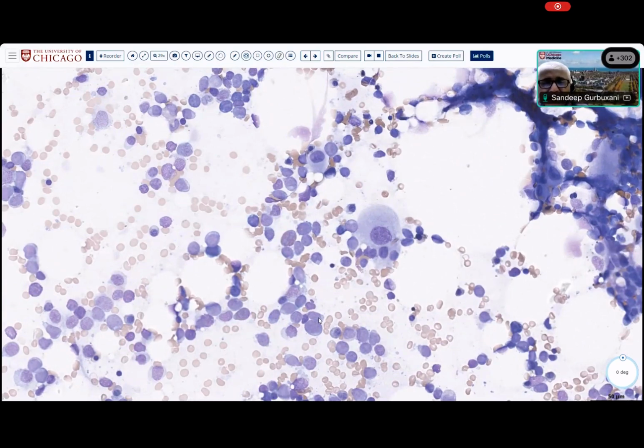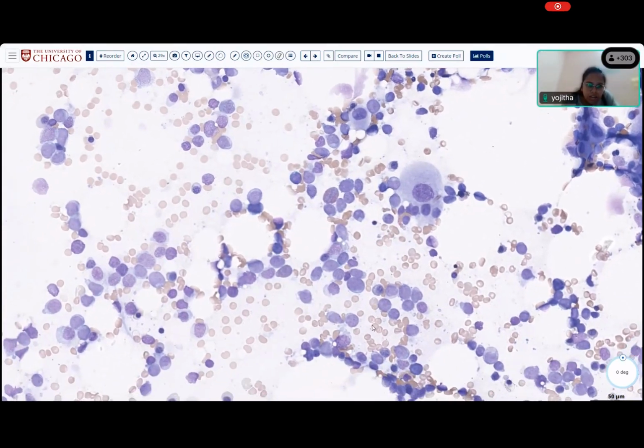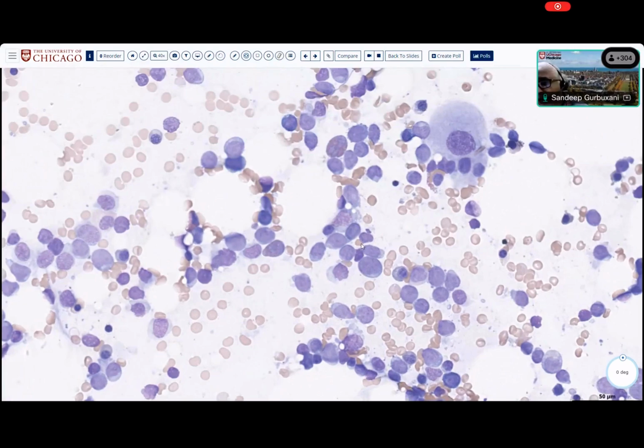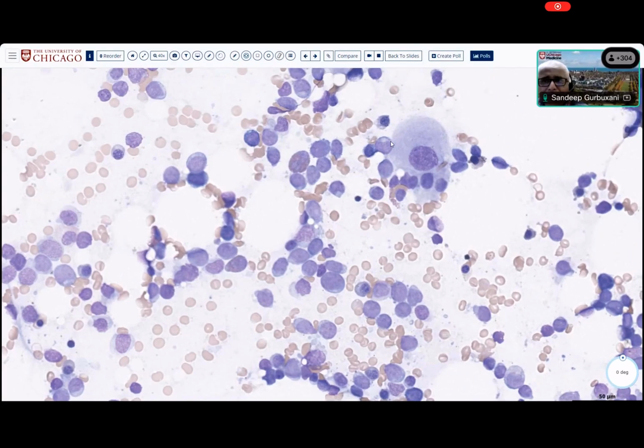What are all these cells? Sir, they're looking like erythroblast lineage. We'll come to the lineage at a higher magnification, but they're immature cells, right? So they're blasts. Yes, sir. Immature cells, sir. Okay, so you have some megakaryocytic dysplasia, you have some blasts here.